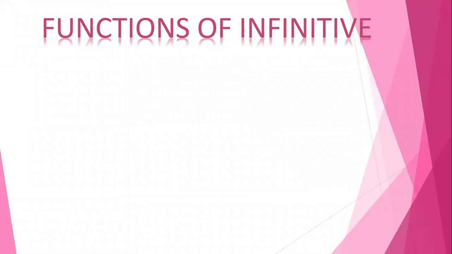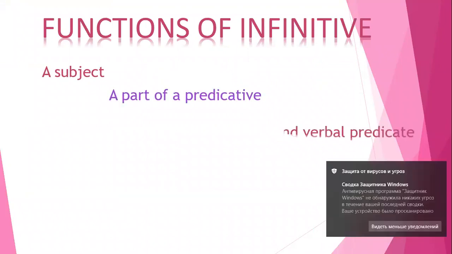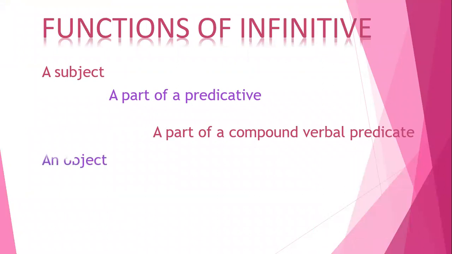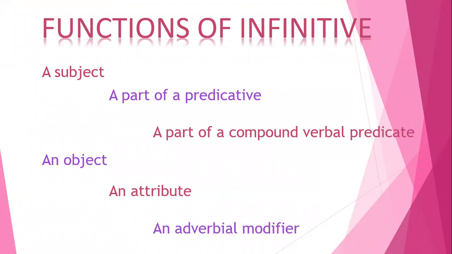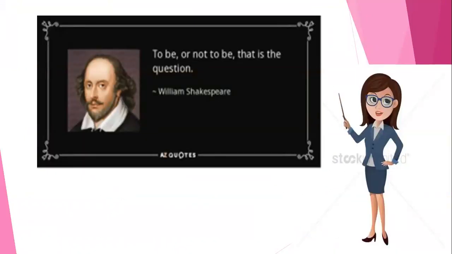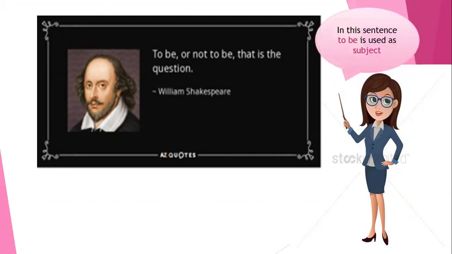And what are the functions of infinitive? In a sentence, infinitive can be used as a subject, as a part of predicative, as a part of compound verbal predicate, as an object, as an attribute, and as an adverbial modifier. Here we have great words of William Shakespeare. To be or not to be, that's the question. And do we have infinitive in this sentence? Yes, in this sentence, to be is used as subject.